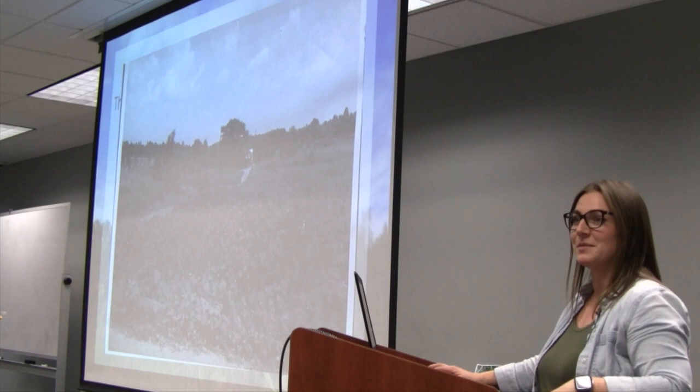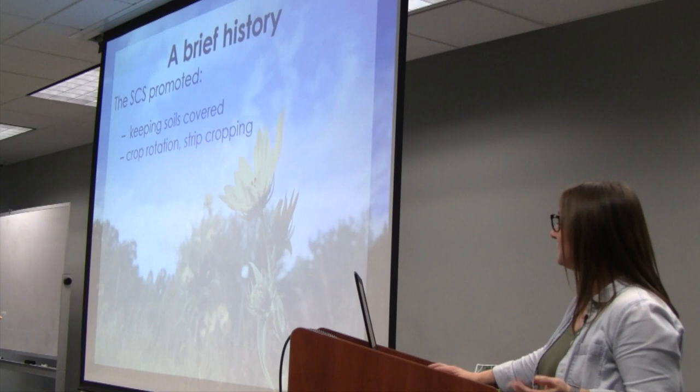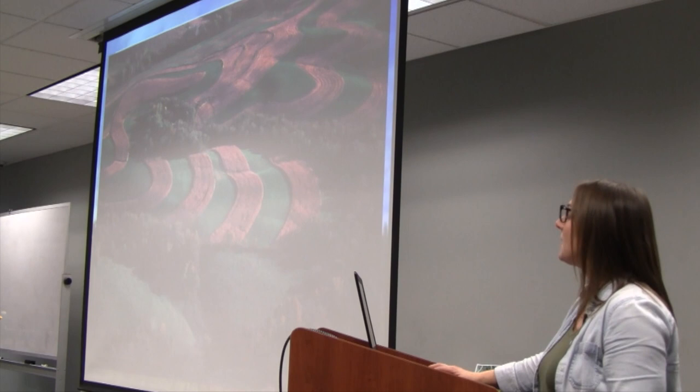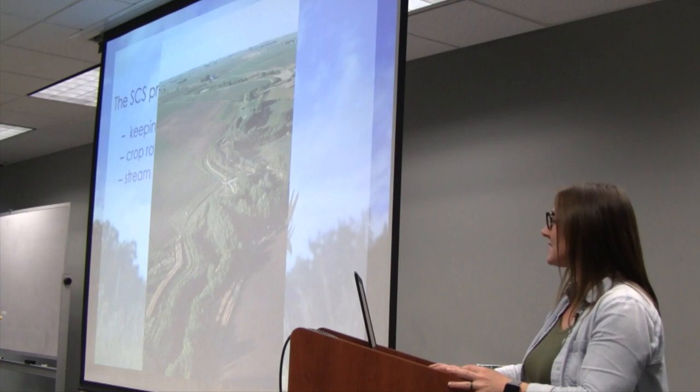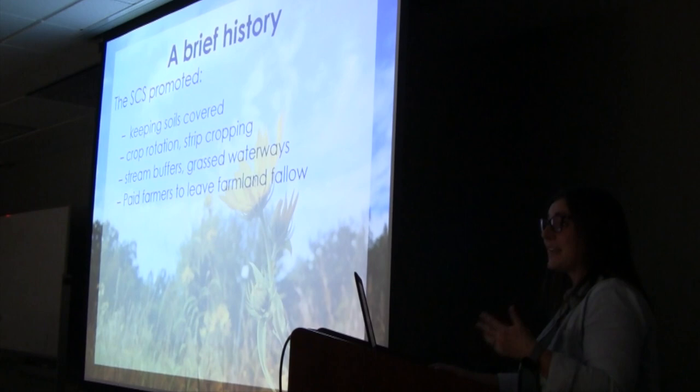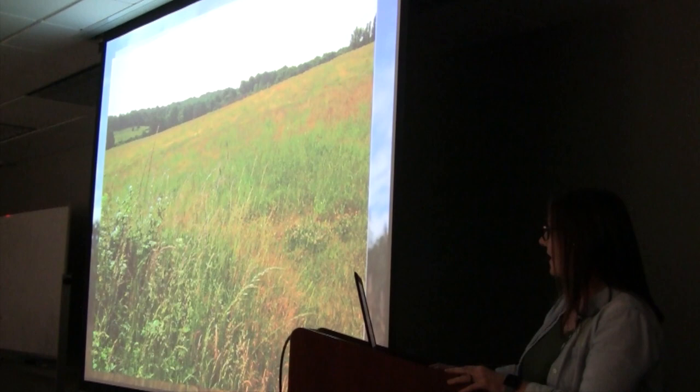Crop rotation and strip cropping. Here would be a picture of that, making sure that you have strips of different crops. Stream buffers and grass waterways, putting some vegetation in place in order to make sure that sediment doesn't get washed into our rivers. We also paid farmers to leave that farmland fallow so it could give that soil a break, let it rest. So that might be what that looks like.